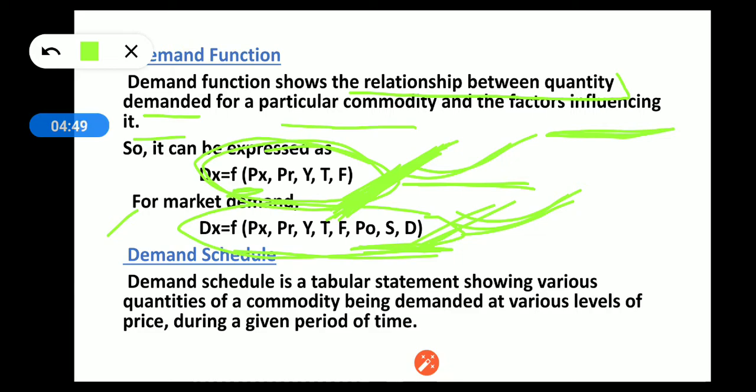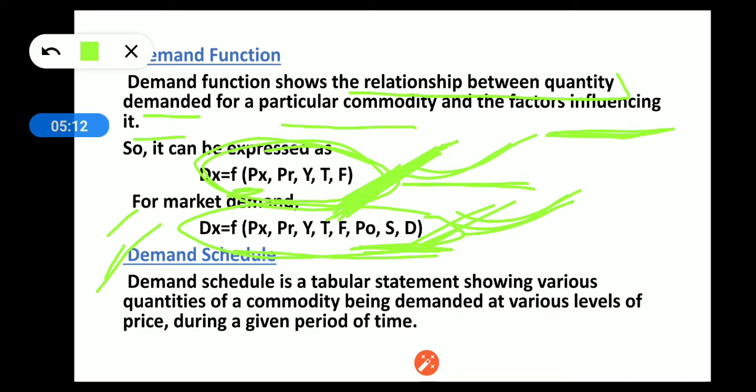Now the next one is the demand schedule. What is demand schedule? Demand schedule is a tabular statement showing various quantities of a commodity being demanded at various levels of price during a given period of time. So a tabular statement is known as a schedule. This is not the first time that we are going to see a schedule.